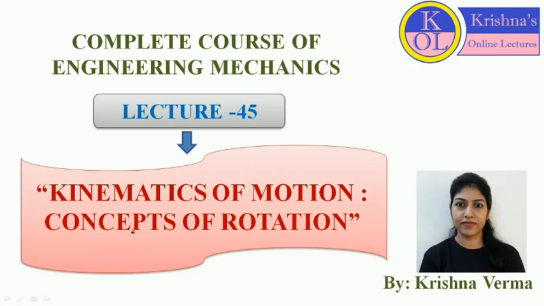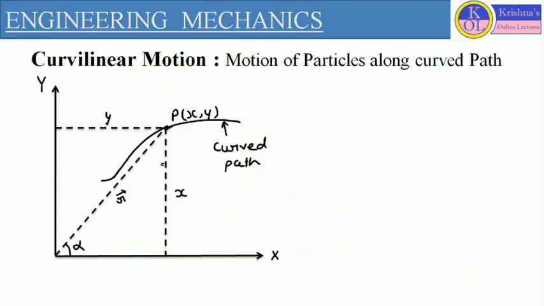In this video, I am going to discuss the concepts of rotation. As I discussed in the previous lesson about curvilinear motion, curvilinear motion is defined as the motion of a particle along a curved path. A curved path is a path which is not straight, or a path which has some center. So curvilinear motion we generally define for a particle.